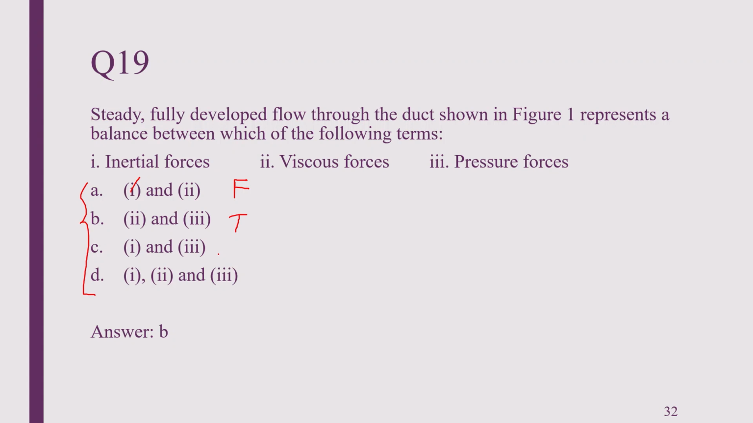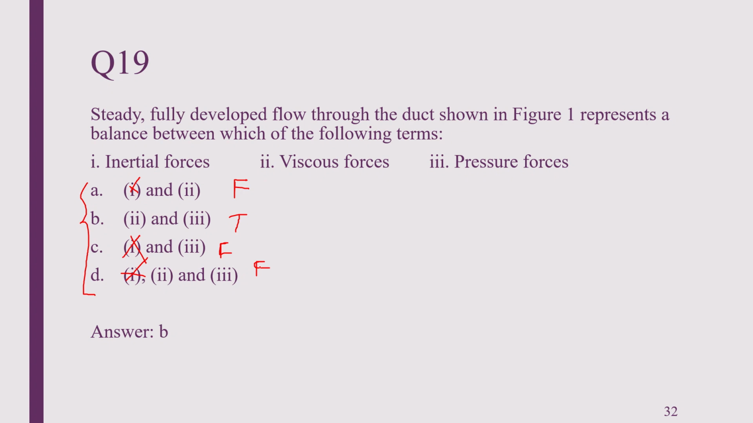And coming back to option C, it is 1 and 3. Since 1 is there, it is false. And again in option D, it is 1, 2 and 3. So again, because of 1, it is a false statement. So steady fully developed flow through the triangular duct represents the balance between viscous force and pressure force.